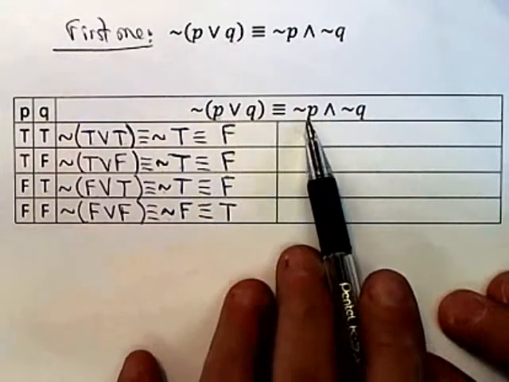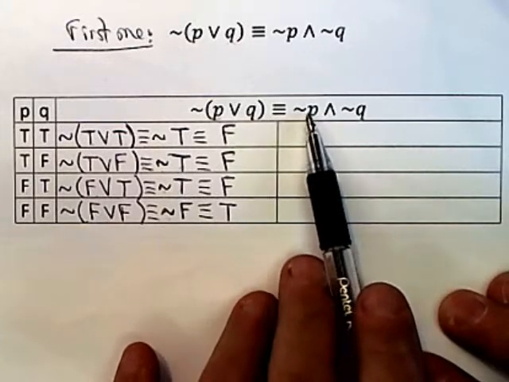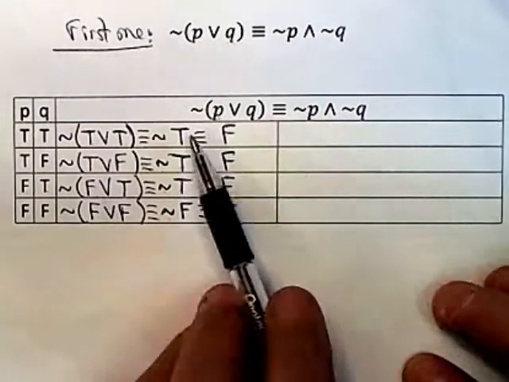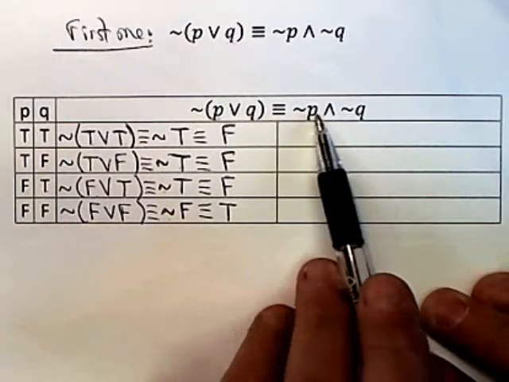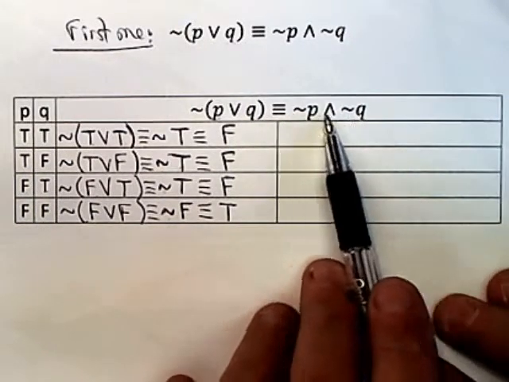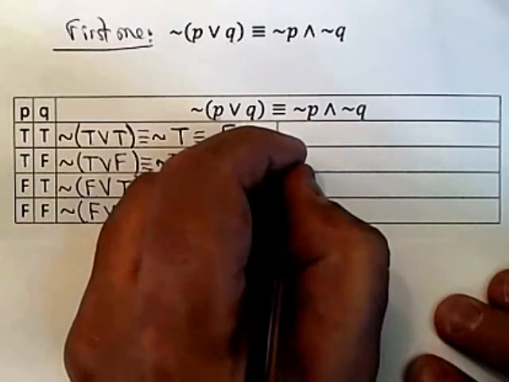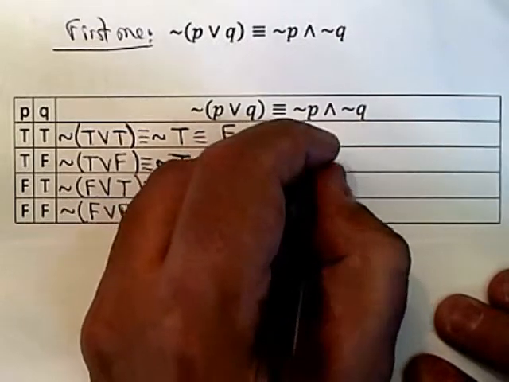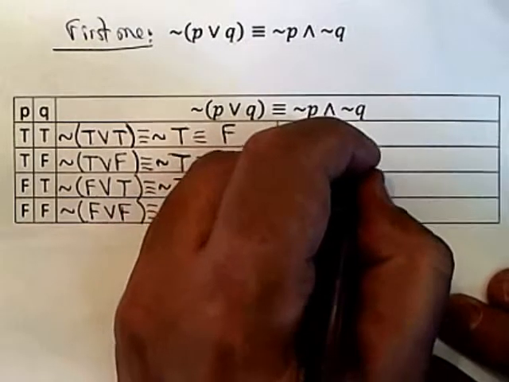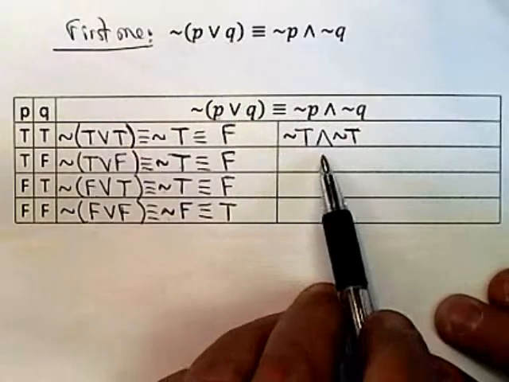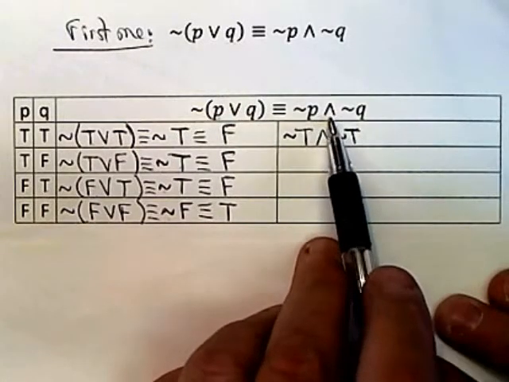Now I want to forget that for a minute and do the expression on the right hand side of the equivalence. So I'll start back over with both P and Q being true, but this time I'm trying to get the truth values for this expression. So that would be not true and not true.